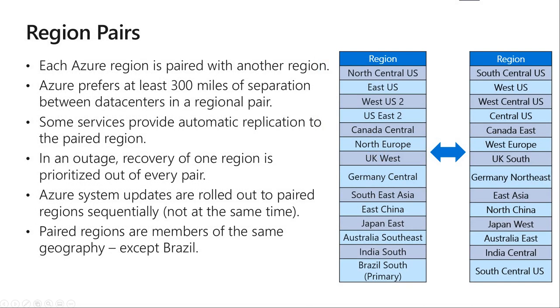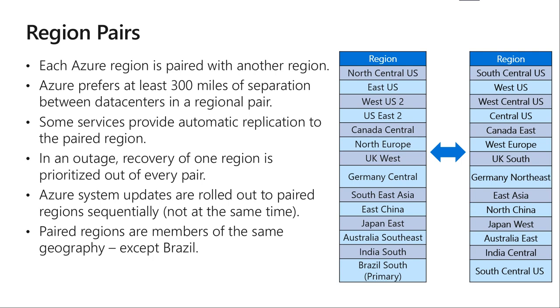And region pairs, right? I don't think this slide was mentioned in the AZ-103 course, but it is mentioned here. Each Azure region is paired with another region within the same geography, together making a region pair. The exception is Brazil South, which is paired with a region outside the geography. Brazil doesn't have one.